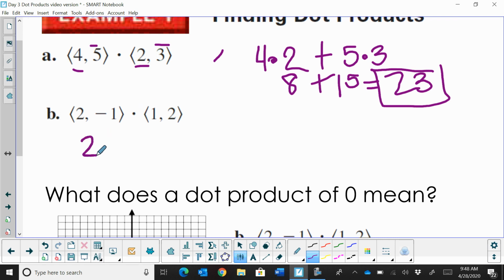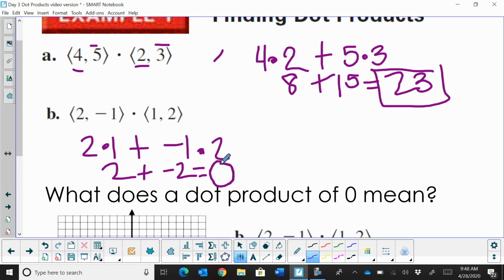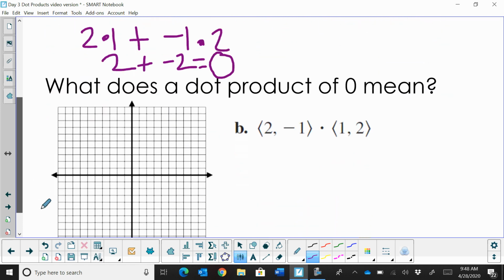So we're going to take 2 times 1, and we're going to add to it -1 times 2. Well, that gives us 2 plus -2, and that gives us a dot product of 0. Now, that dot product of 0 has a special meaning.